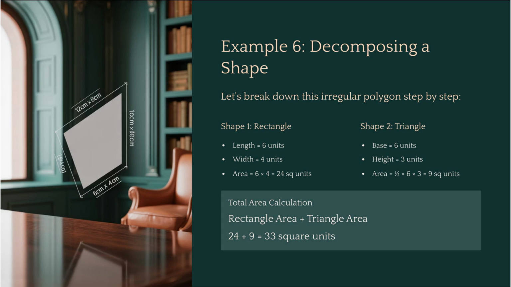The rectangle's area is 6 times 4, which is 24 square units. The triangle's area is half times 6 times 3. That's half of 18, which is 9 square units. Now we add the areas together. 24 plus 9 equals 33. The total area of the irregular polygon is 33 square units. This is a very common strategy for floor plans.